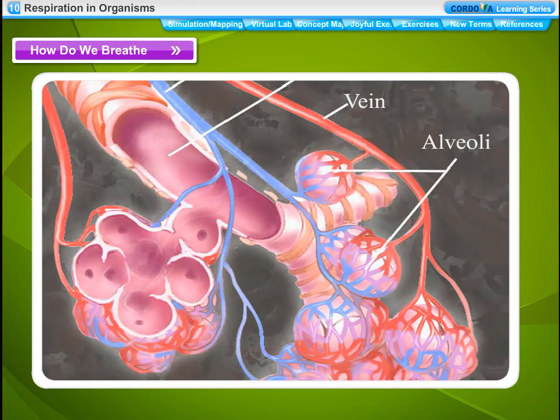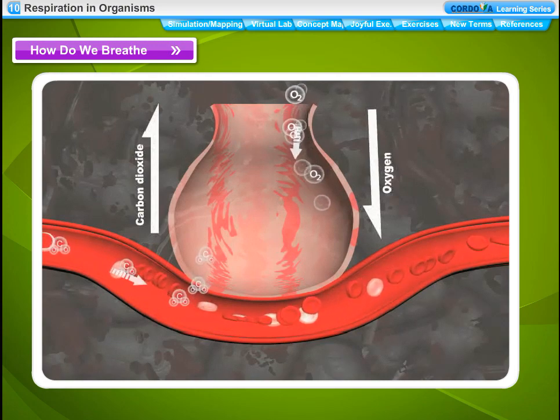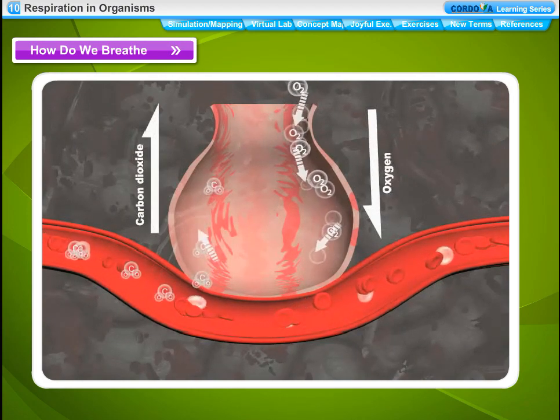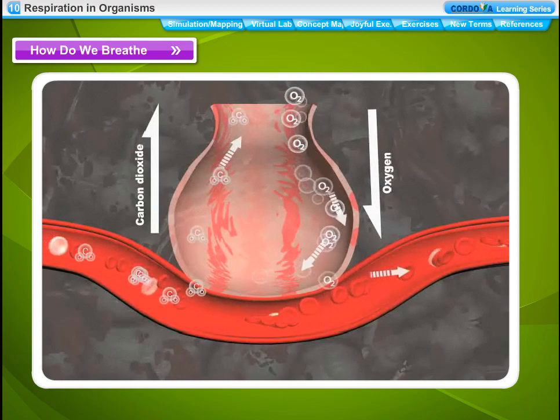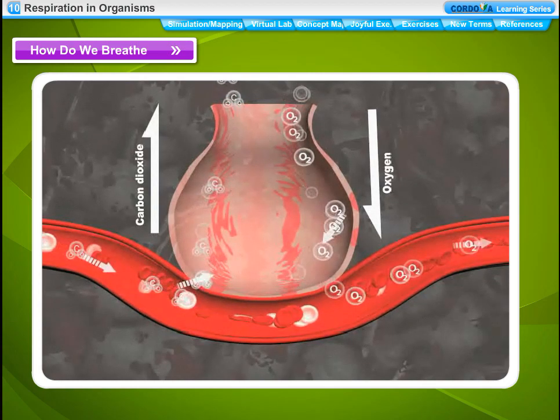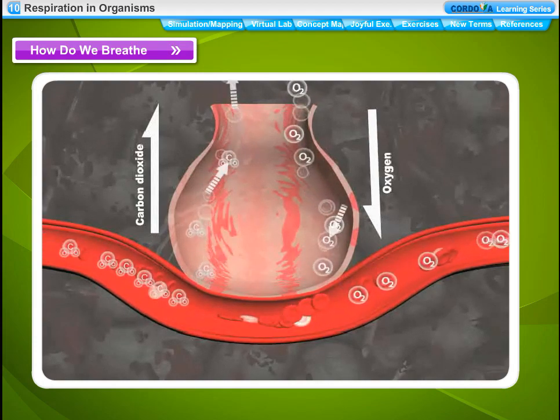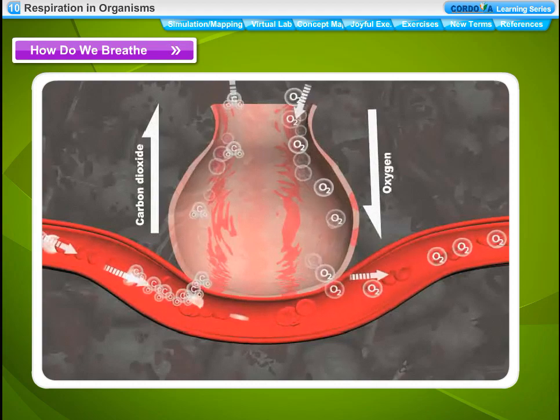The walls of alveoli are very thin and are surrounded by very thin blood capillaries. The air from the trachea through the bronchus and bronchioles finally enters the alveoli. The oxygen of the air diffuses out from the thin walls of the alveoli into the blood capillaries. The oxygen combines with the hemoglobin in the blood to form oxyhemoglobin and is carried to all the cells of the body.